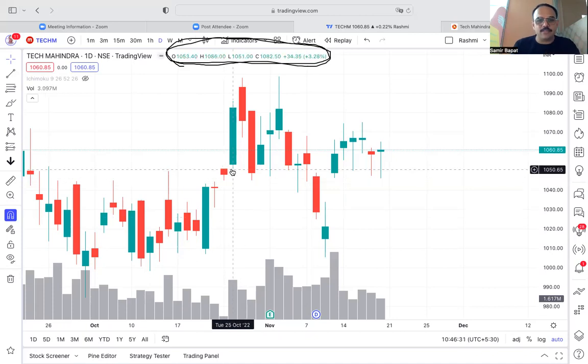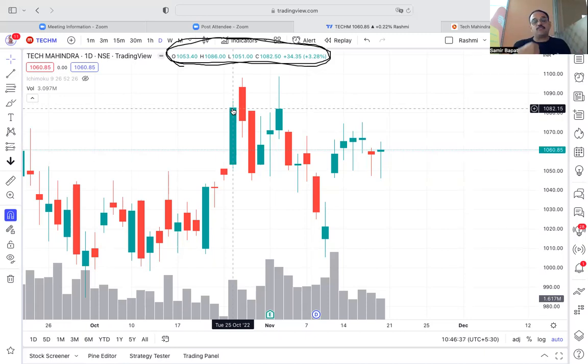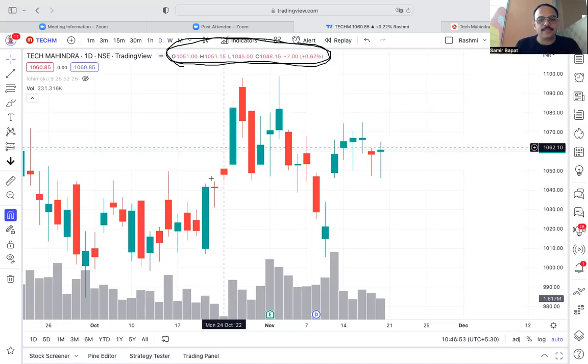And I'm just removing the mouse. You can see small wicks here and there's a wick here. So this is how the candle is. As soon as we see a green candle, we will automatically understand looking at the picture that the price opened and closed, and the closing price was higher than the open price. So this candle is green.